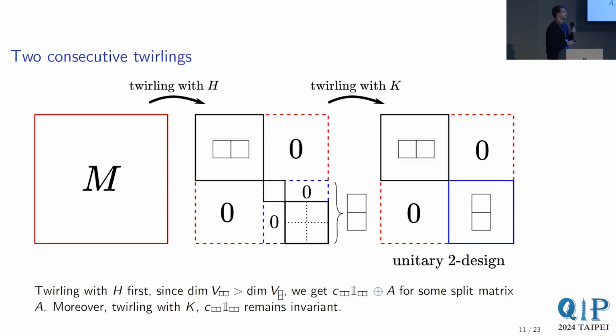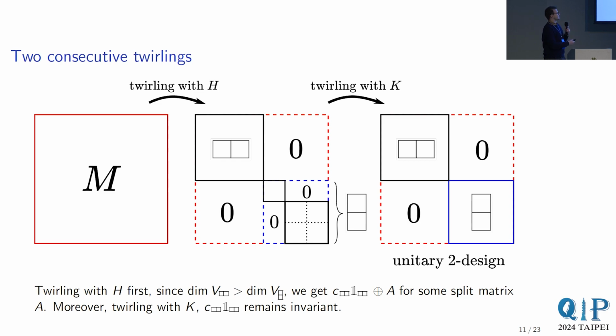This is an illustration of the idea. So if we twirl first with the subgroup H, we know that it stays irreducible on the symmetric subspace, then we will get a scalar times an identity in this sector.